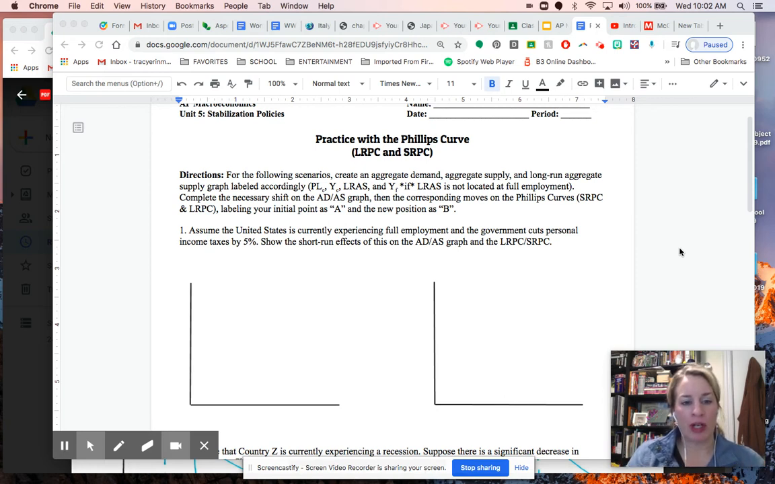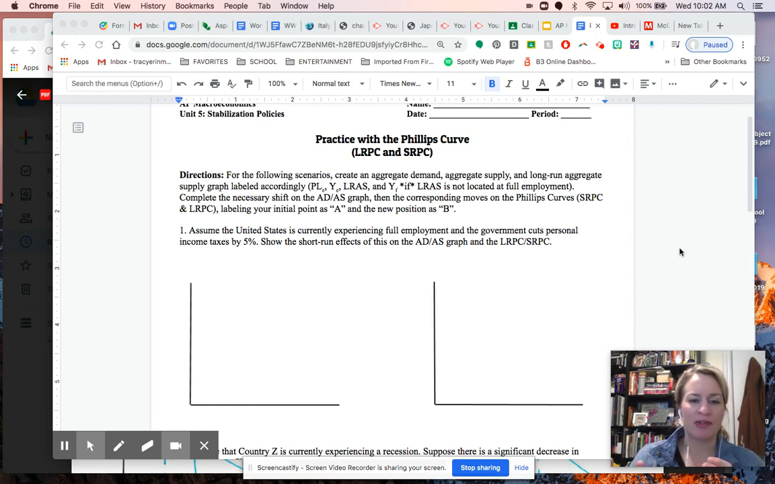So, in number one, it says, assume that the United States is currently experiencing full employment and the government cuts personal income taxes by 5%. Show the short run effects of this on the aggregate demand and aggregate supply graph, and then also the long run and short run Phillips curve. Remember that both of these graphs show the same exact economy, just through two different vantage points. So it doesn't matter which graph you use for which.